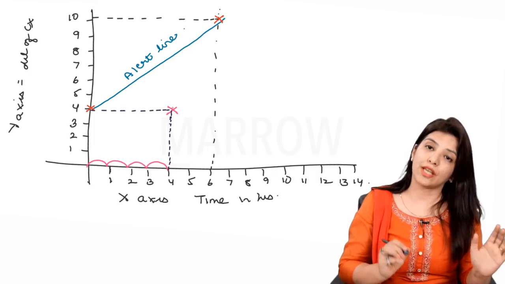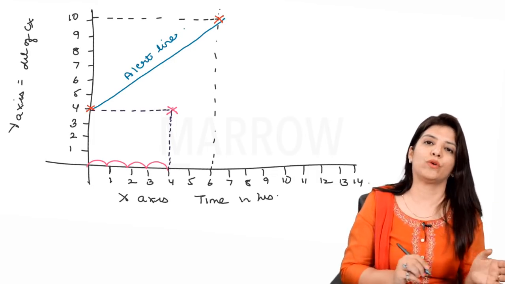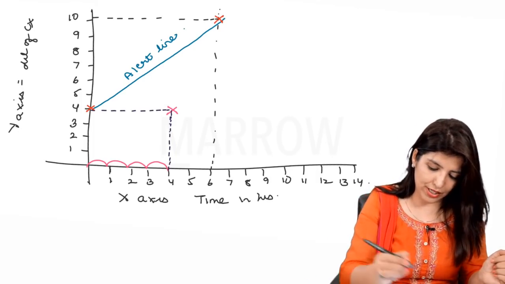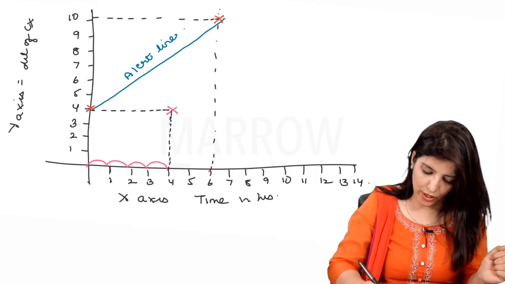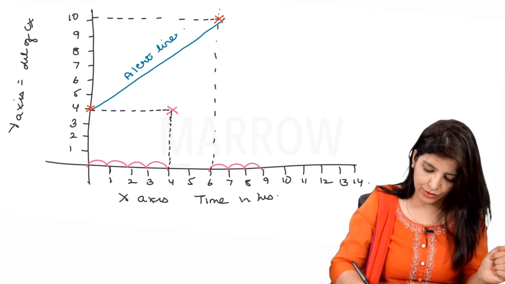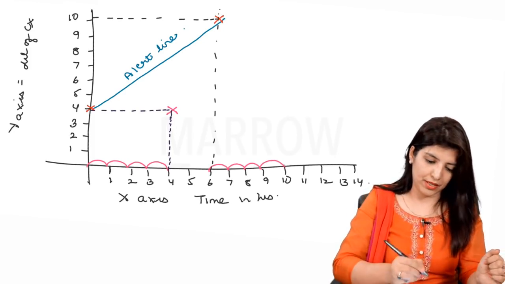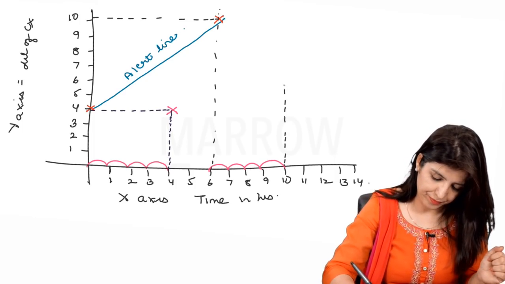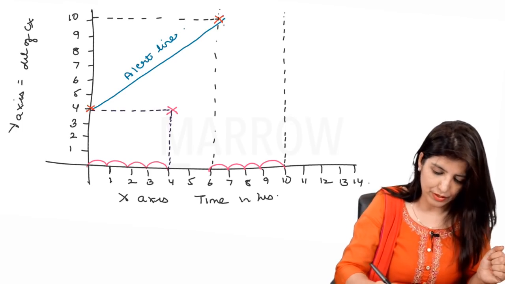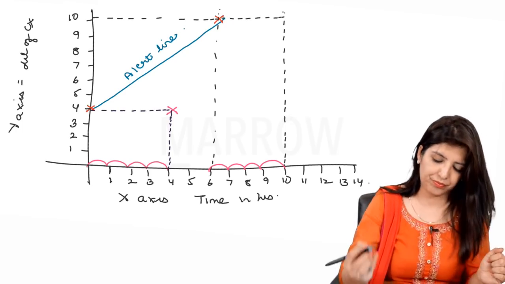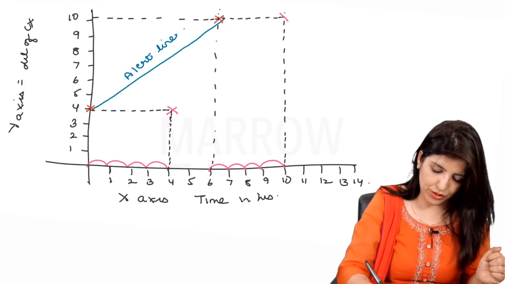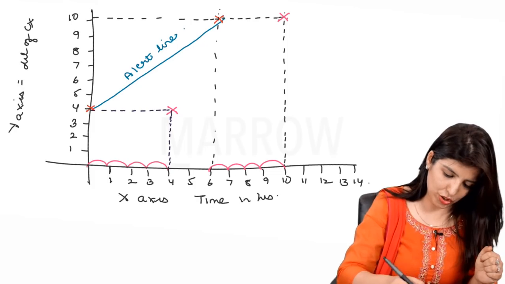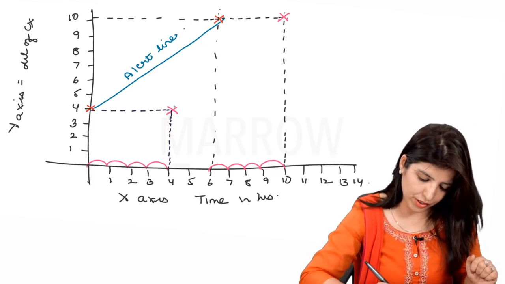Clear? Now, same thing, my alert line is going to end 4 hours away from the action line, and my action line was ending at 6 hours. So 4 hours away from it, 1 hour, 2 hours, 3 hours, 4 hours. I am going to make a dotted line from 10 hours up and from 10 centimeters also, right? And where both these are meeting, I am marking it with an X. Now these two pink X's which I have drawn, I am going to join them with a straight line.